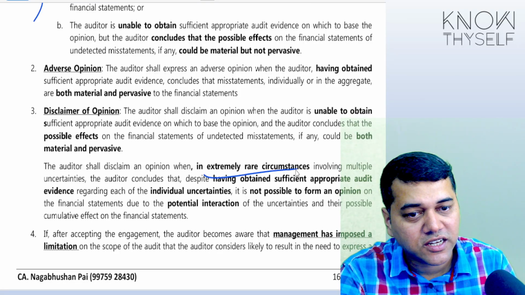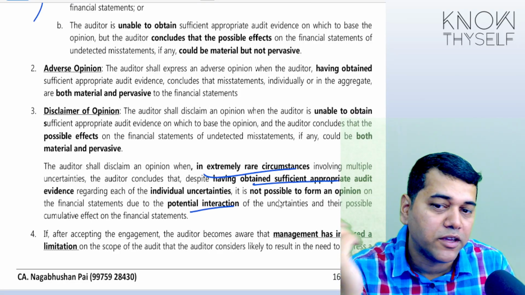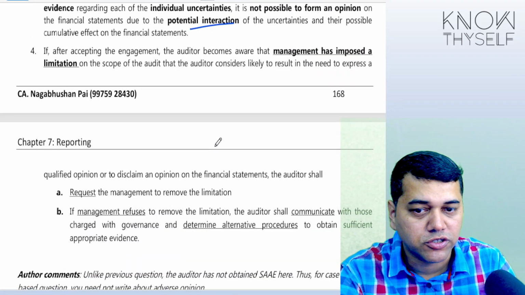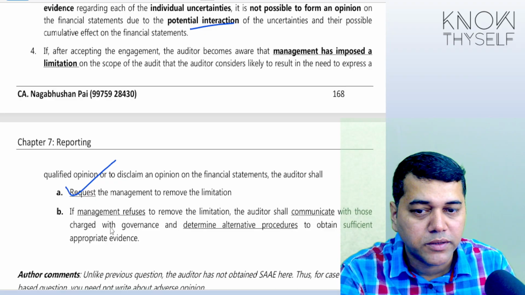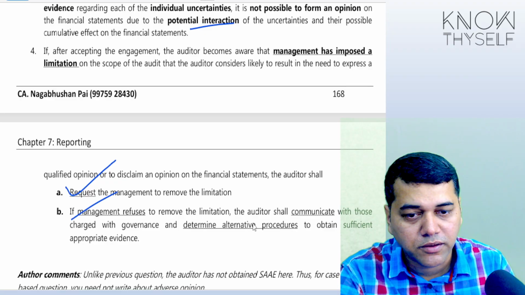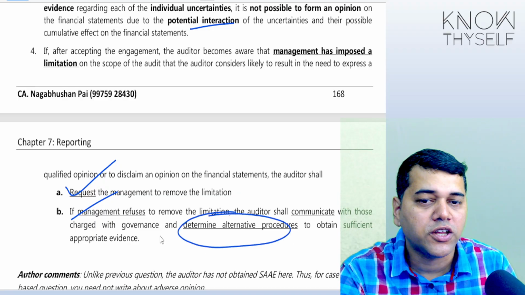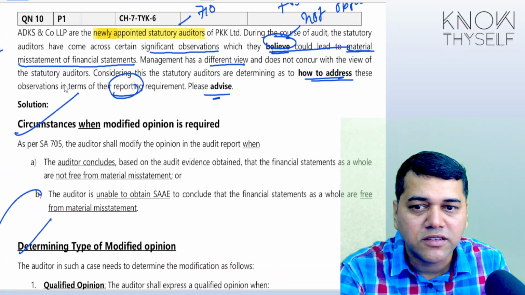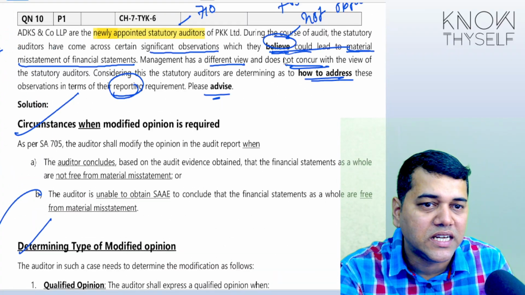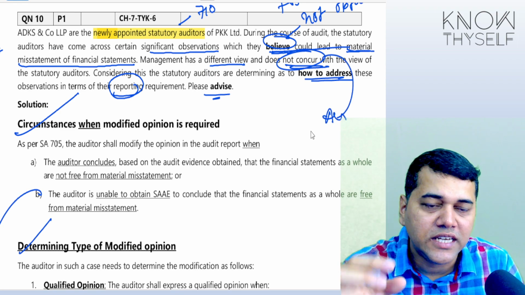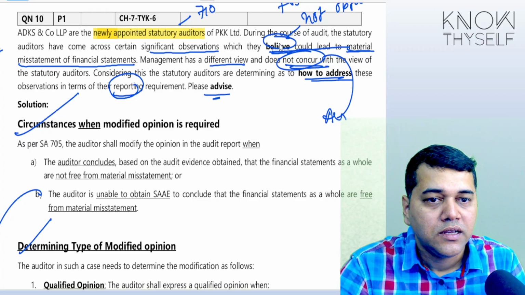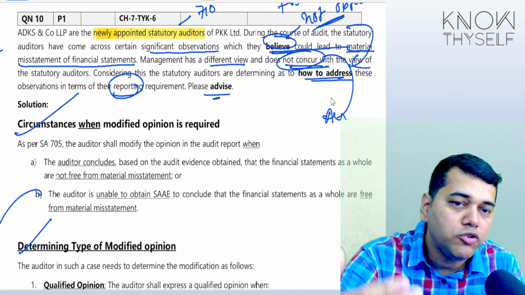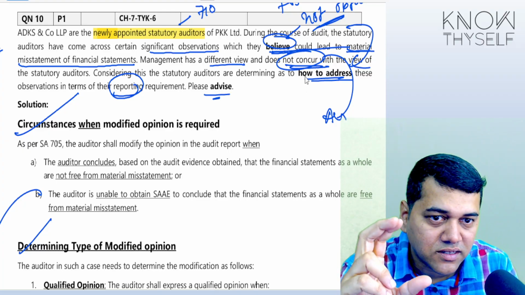So in extremely rare circumstances, I might have obtained evidence but still give a disclaimer. Now, management puts a limitation on the scope. You should request the management to remove the limitation. If management refuses, you have to perform alternative procedures. Why are you talking about limitation? Because the management is not concurring. They said they do not concur. So you have to make an assumption that they must have stopped you from asking. You didn't get evidence. Why? Because they must have stopped you. This is the assumption you have to make here by looking at the answer.